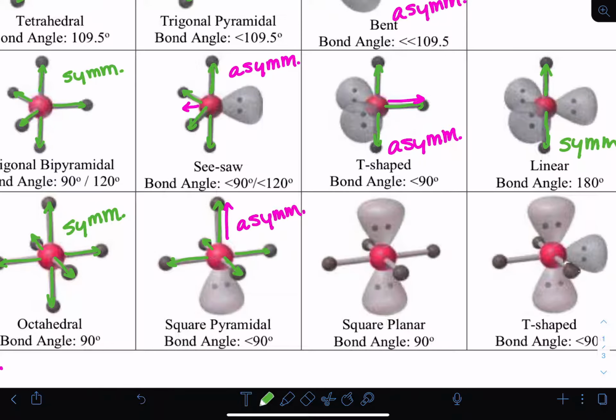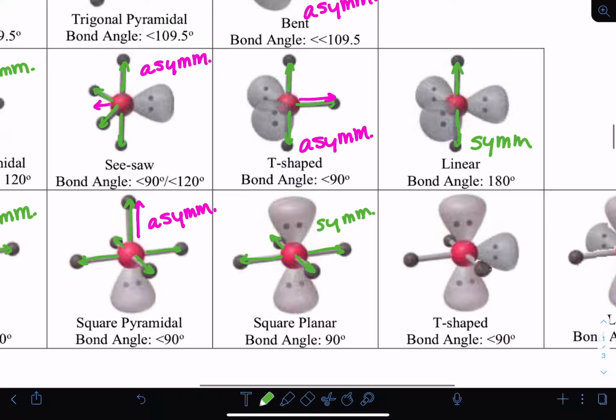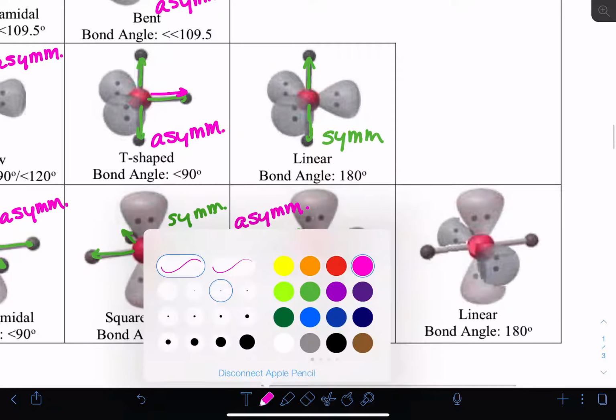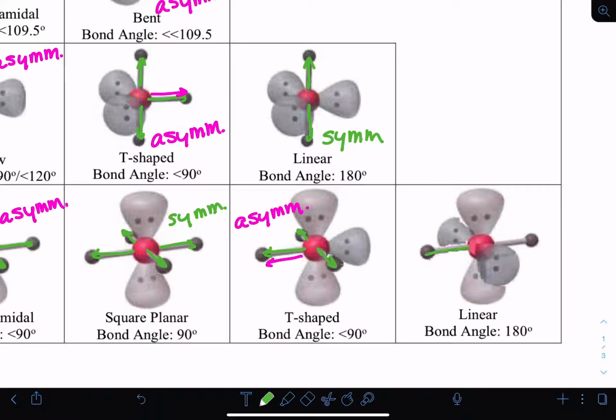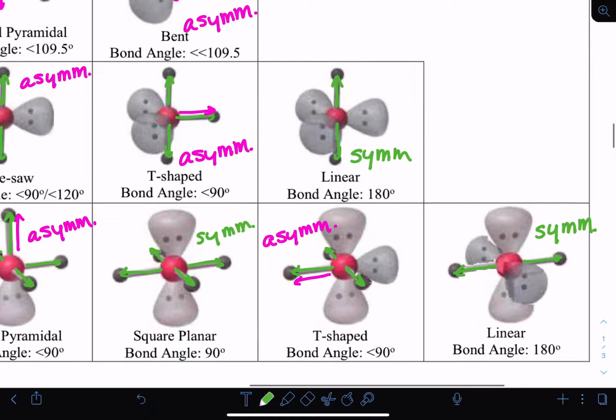Square planar, we have front and back, cancel, left and right, cancel. So this one is symmetric. T-shape, front and back, cancel, but this one to the left does not have anything to the right to balance it out. And then last but not least, another linear. These guys point in exactly opposite directions. So that is a symmetric arrangement.